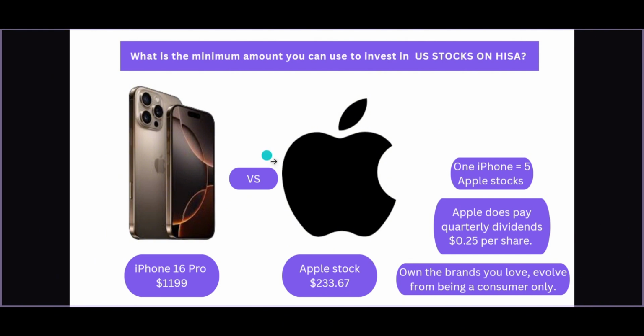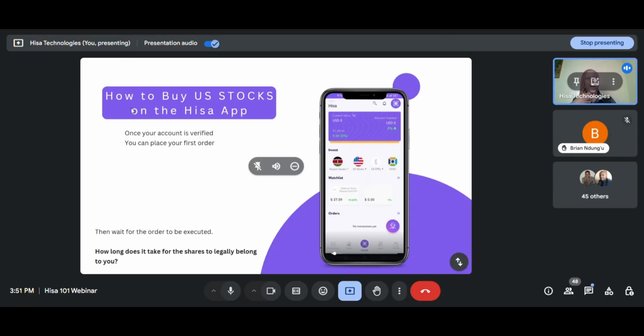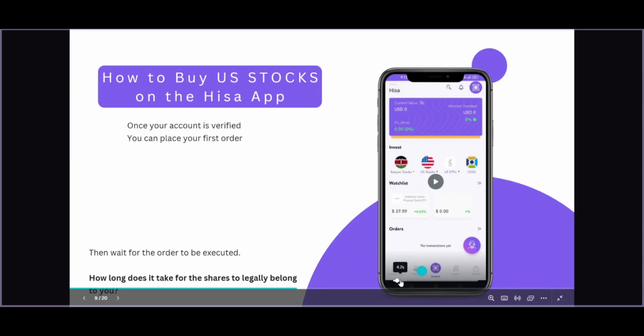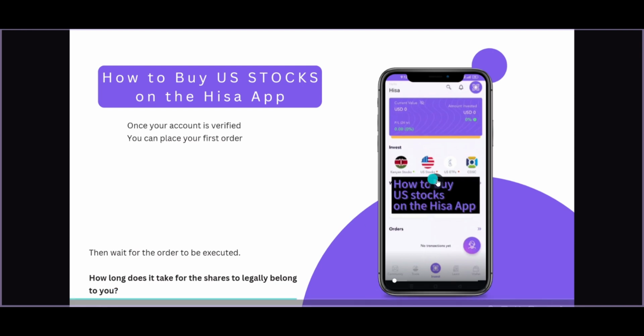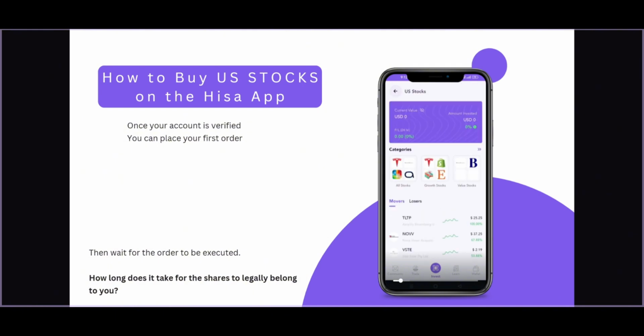Okay, all right. Now we have come to the demonstration part, how to buy US stocks on the Hisa app. So once your account is verified, you have uploaded the documents that we spoke about, you can place your first order. All right, so how do you do this? Let's watch the demonstration. So how to buy US stocks on the Hisa app. Tap on US stocks. Tap on all stocks.